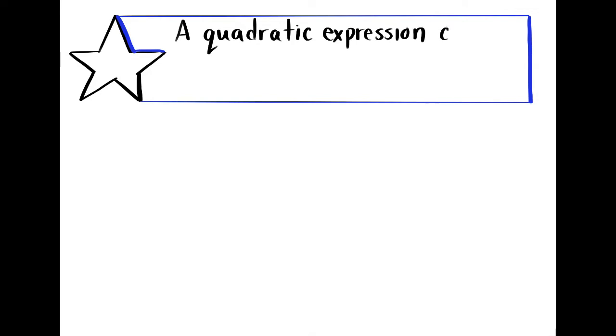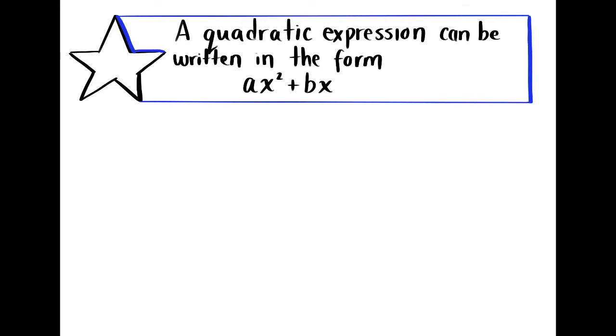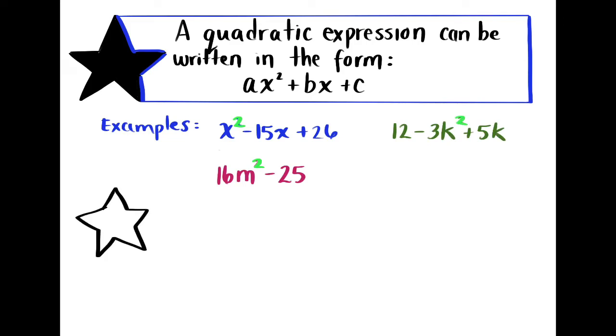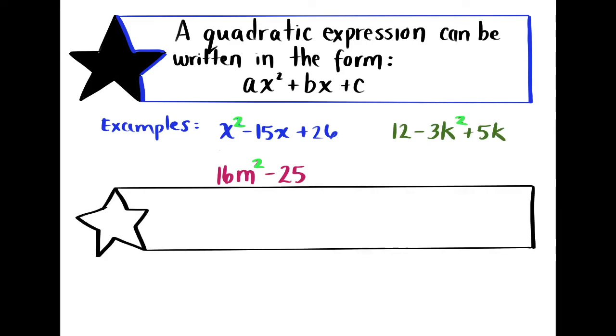So a quadratic expression can be written in the form ax squared plus bx plus c. Now, it might not be in that order, but as long as you have an x squared, then it'll be considered a quadratic. So, for example, x squared minus 15x plus 26. You have x squared, so you've got a parabola. 16m squared minus 25. You only have two terms, but it still has a square. And then the last one, not in order, but it still has the square. So these are all quadratic expressions.